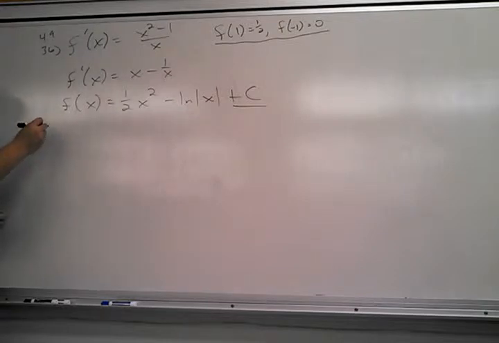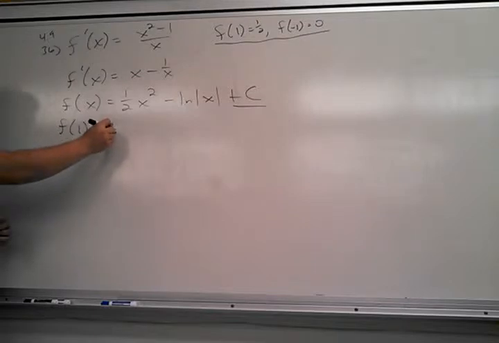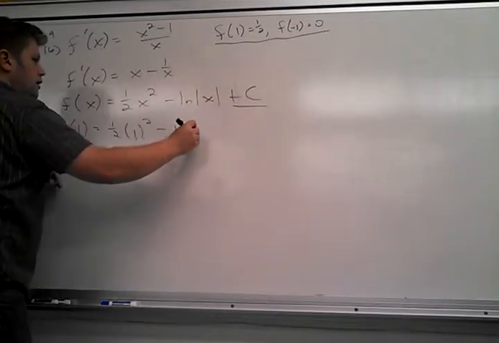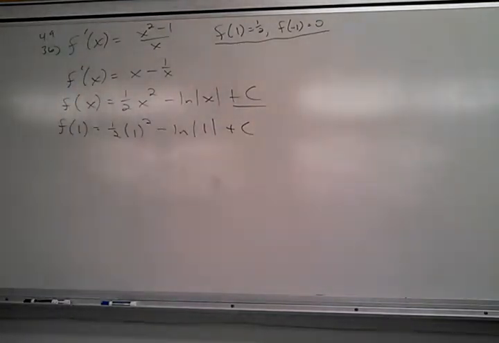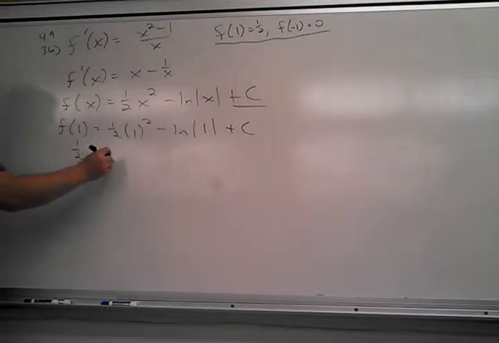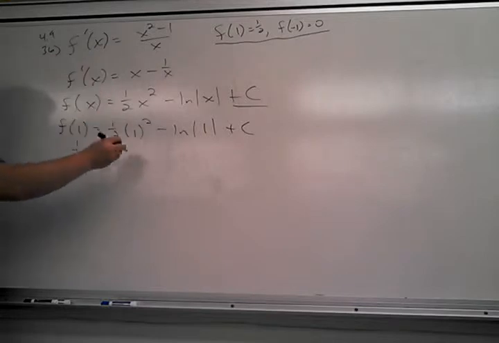It says f of 1 has to be 1/2. So f of 1 equals 1/2 times 1 squared, minus ln of 1, plus c. That's how you find your c. Whatever that equals without the c, you set it equal to 1/2 and subtract, and that's going to be your c. I know that f of 1 is 1/2. So I get 1/2 minus, and of course, what's ln of 1? 0. Plus c. So c should be 0.